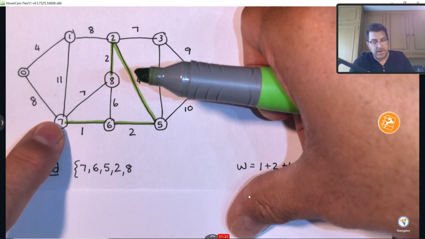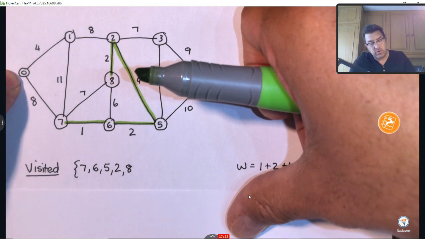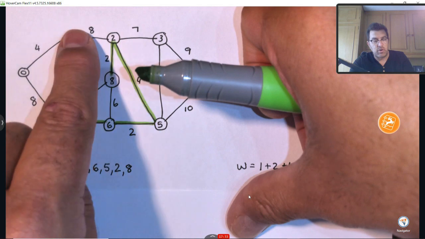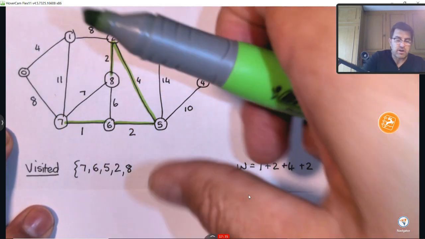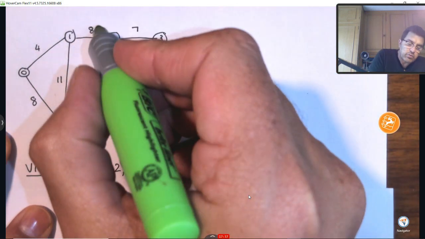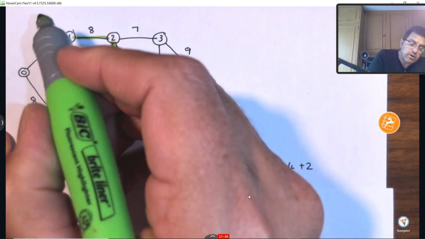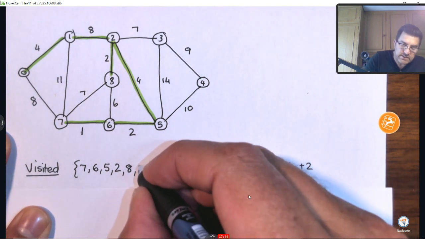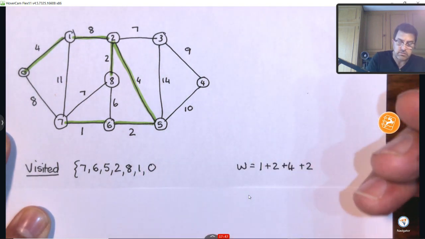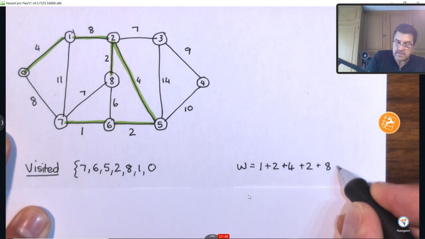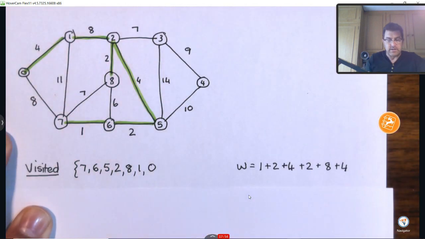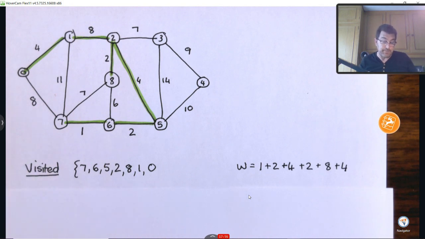So we go back to 7, and we can see that if we go to 0 and 1 we have 12, or from 2 to 0 we also have a pathway of 12. So it really doesn't matter which ones we take. So I'm going to take 1 and then 0. So we visited 1 and we visited 0. So that adds a weight of 8 and a weight of 4. We could have gone 0 to 1 because the weights were the same.